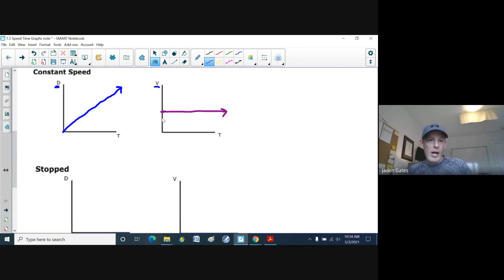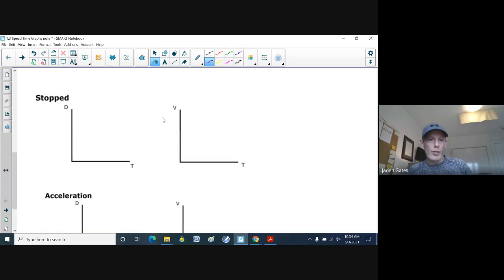Now, here's another situation where something is stopped. Let's say that it traveled this distance right here that I marked in blue. That's how far away it is from wherever it started. But because it stopped, its distance does not increase. And so that is a situation where our line goes flat across.